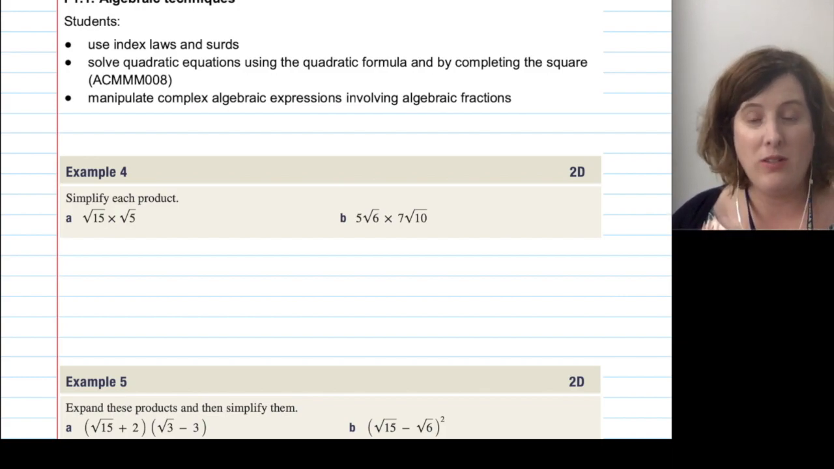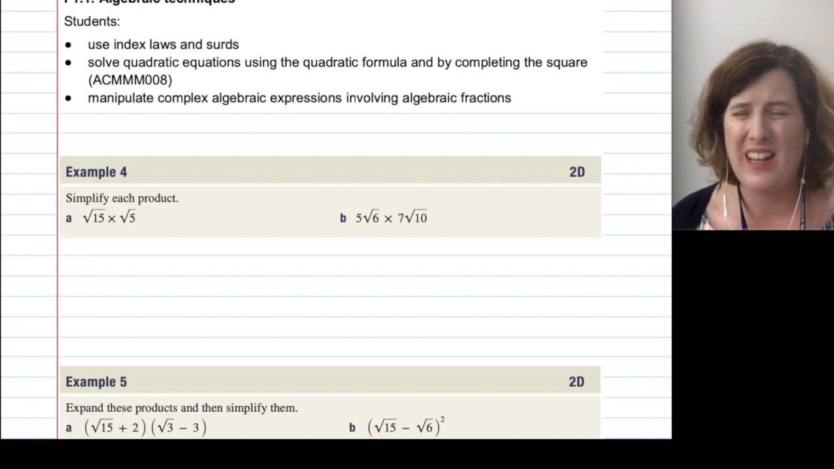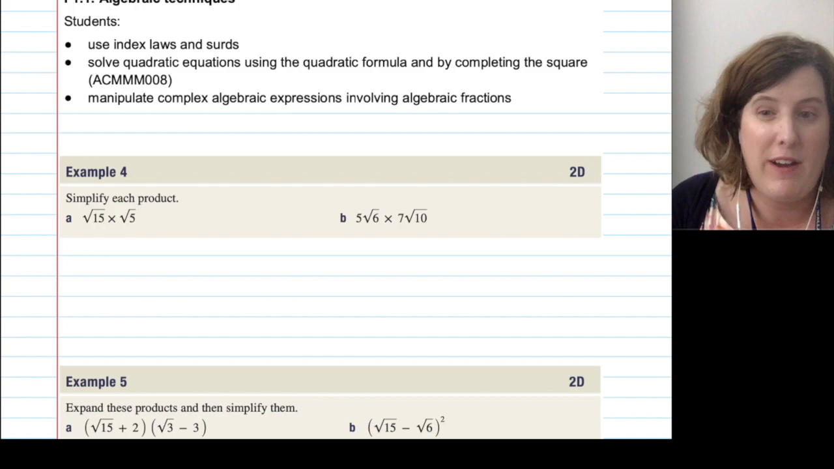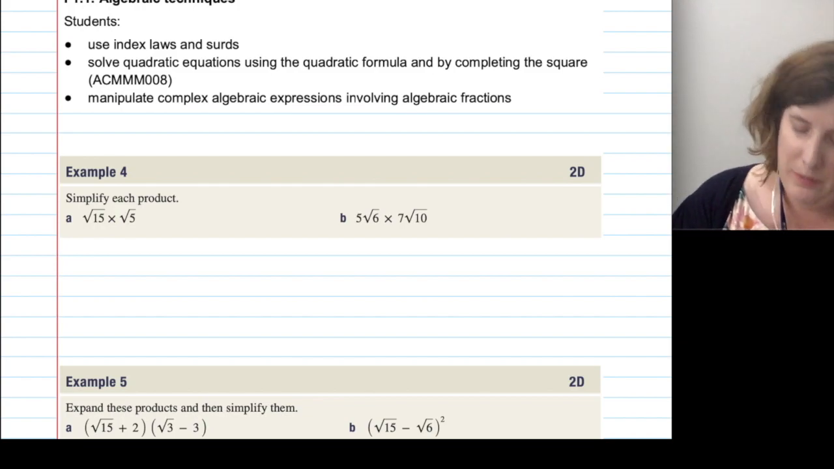There's two ways to do this. You can put them together under the square root sign and then multiply what's there, and that's actually what I'm going to do. Or else you could simplify each one and then put it together at the end. I'm going to put them together first.